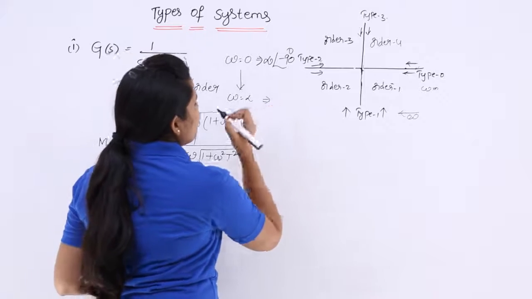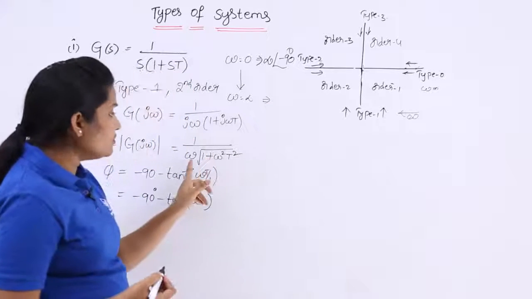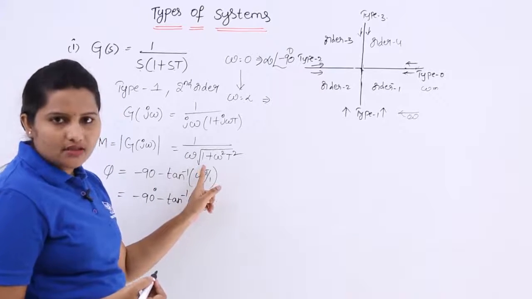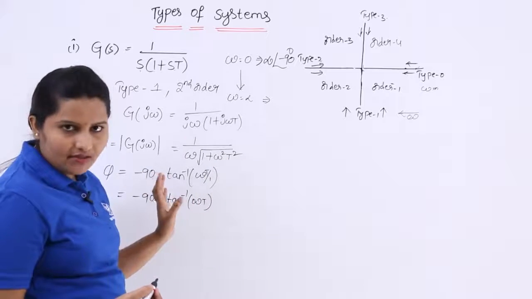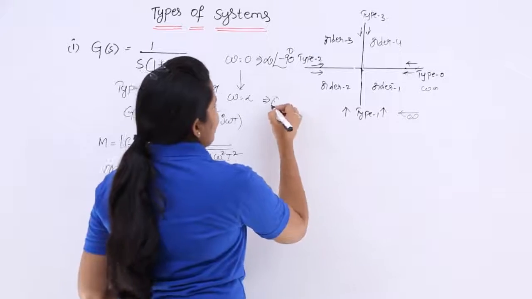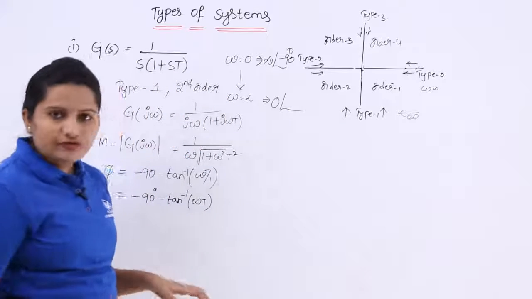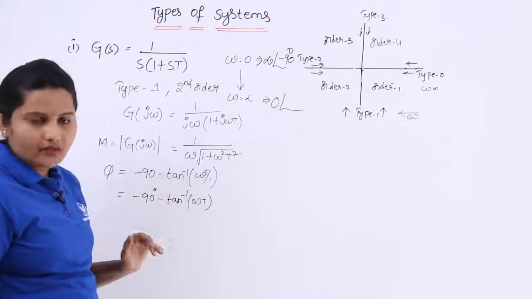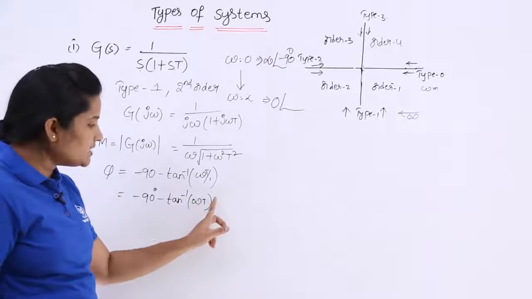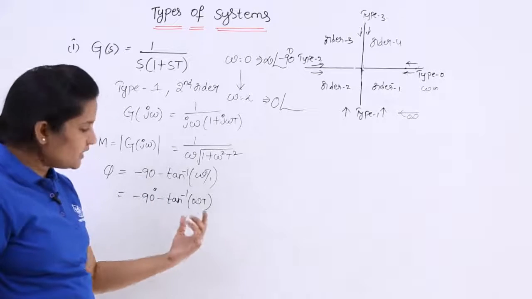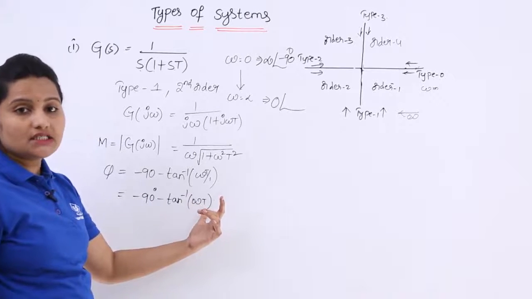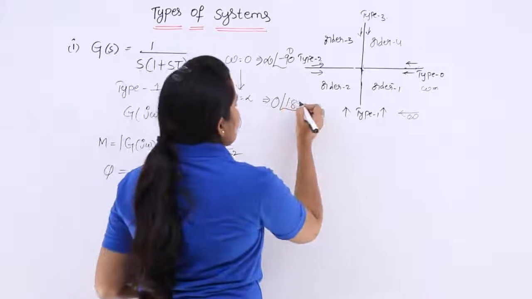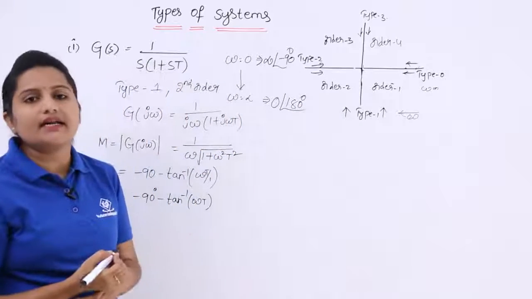Coming to omega equal to infinity, if you substitute omega equal to infinity in this magnitude, infinity into anything is infinity, and 1 by infinity is 0. So your magnitude is 0. Coming to the phase angle, you have tan inverse of omega t, and with omega equal to infinity, tan inverse infinity means 90 degrees. Minus 90 degrees minus 90 degrees gives minus 180 degrees, so it is going to end at 180 degrees phase.